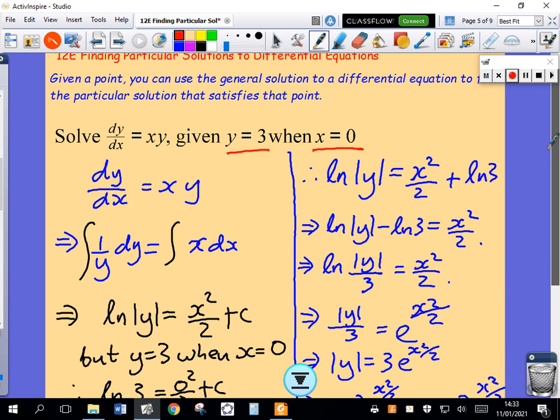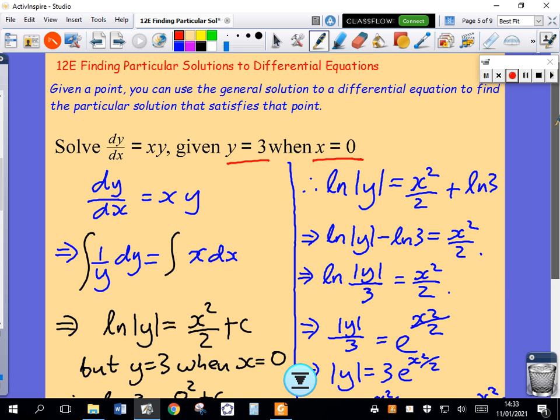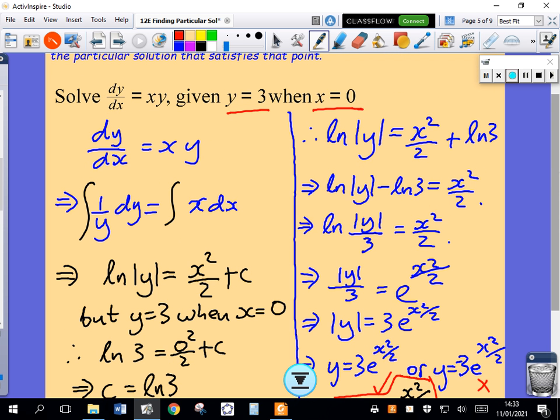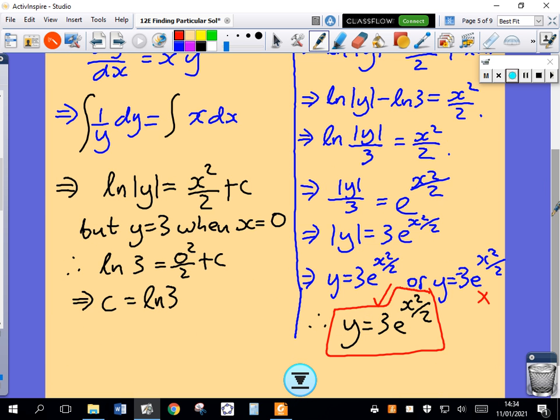Okay, so remember, you find the general solution first, and then you can use that general solution to find the particular solution that satisfies the point, given what we call the conditions on the variable, often called the initial conditions. So if I know the initial conditions and I know the differential equation, I can find a particular solution in that case. So practice, practice, practice.